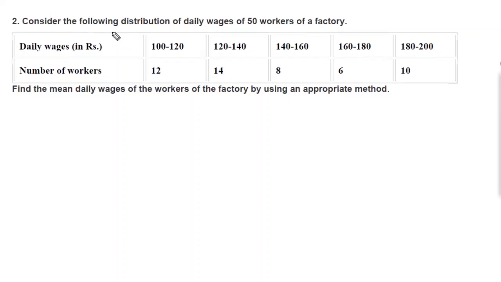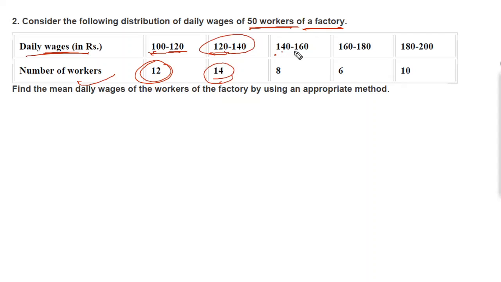Consider the following distribution of daily wages of 50 workers in a factory. Now the table is given, daily wages. Here the wages are in groups, so it's grouped data: 100 to 120, 120 to 140. So 100 to 120 is 12 number of workers. 120 to 140 range is 14 number of workers. Similarly, 140 to 160 rupees salary is of 8 number of workers, and so on.